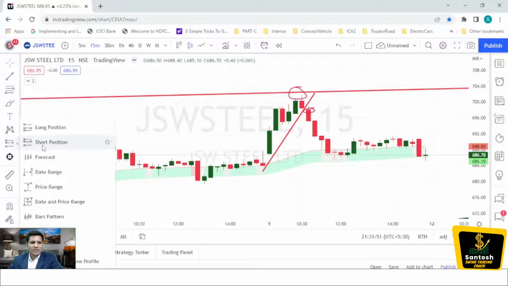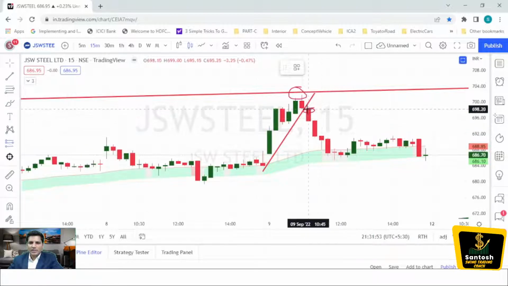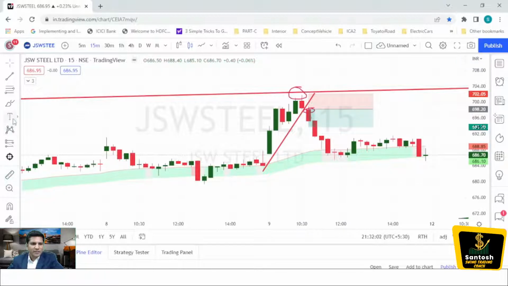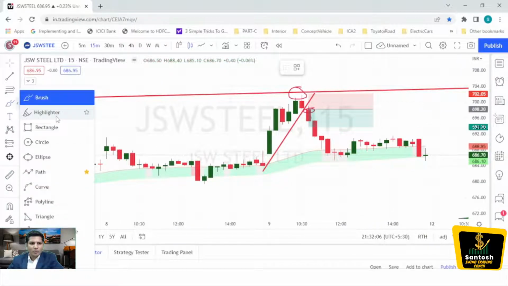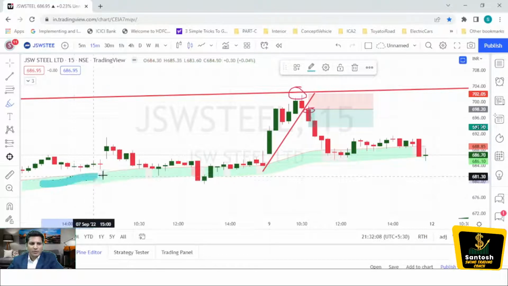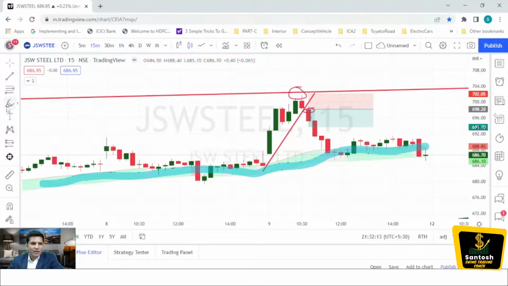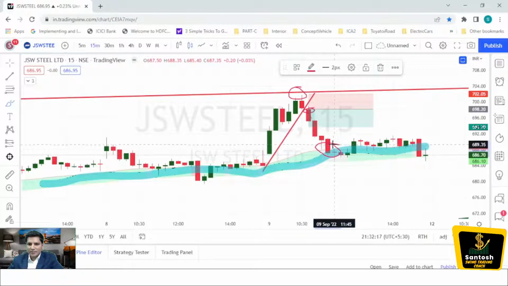So let us mark up the risk to reward ratio in this trade. Here is the entry. The previous candle high was the stop loss and I am expecting the price to come near the moving average band. Let me mark up the moving average band. This is the moving average band. So I am expecting to cover my trade near the moving average band here.